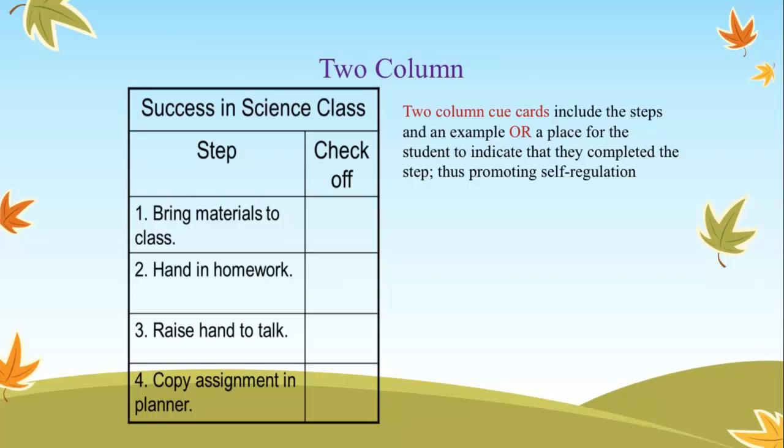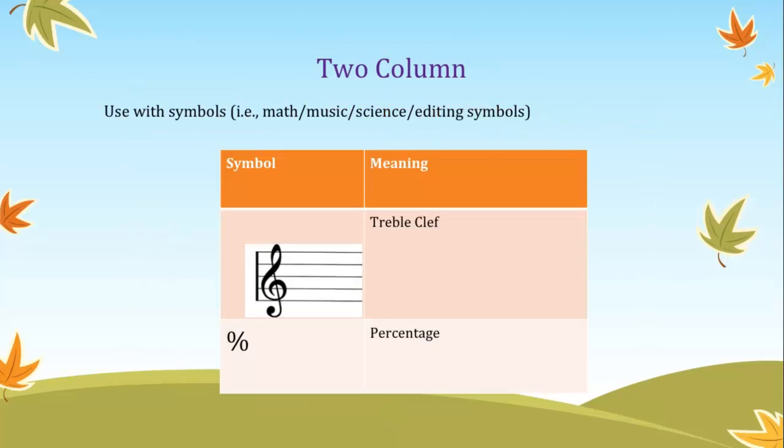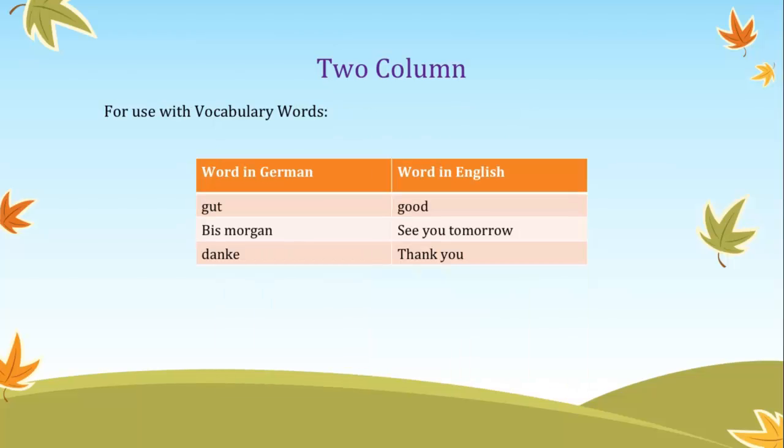2-column cue cards indicate the steps and an example, or a place for the student to indicate that they've completed the step. Thus, 2-column cue cards often promote self-regulation. Here we see a 2-column cue card indicating symbols and their meanings. Here we see a 2-column cue card being used in foreign language.